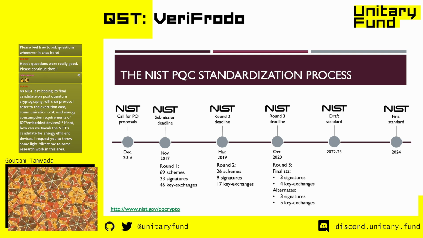I think that dovetails nicely, or perhaps answers a question from TLAC 321, which was basically: as they're selecting the final candidate, will that protocol cater to the execution cost, communication cost, and energy consumption requirements of IoT embedded devices? And if not, how can we tweak the candidate to make it run on those devices better?